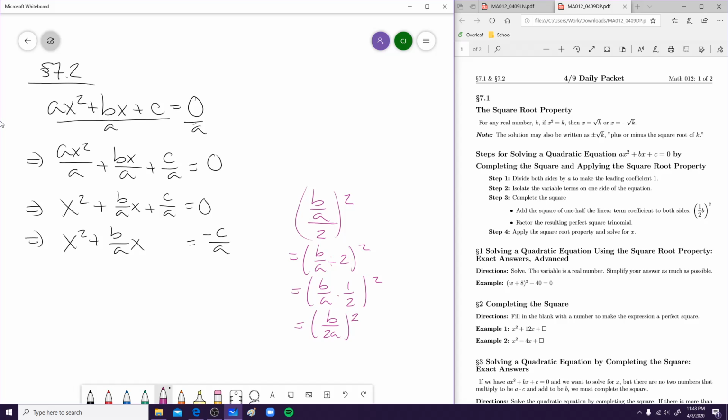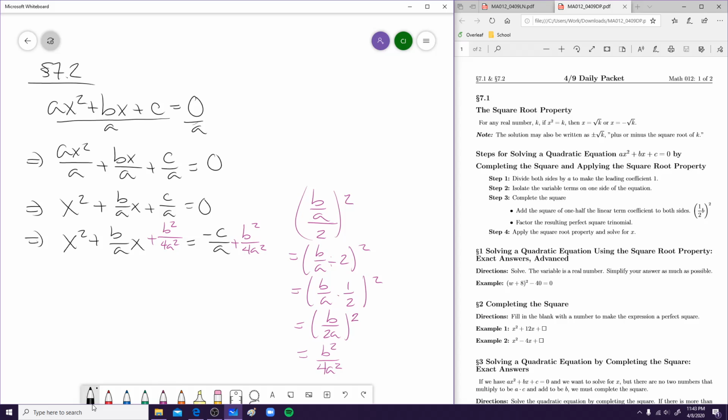So we can do b squared over 4a squared. Actually, yeah, we'll go ahead and do that. So b over 2a times b over 2a, we get b squared over 4a squared. What am I going to do with this? I'm going to add it to both sides. So this is plus b squared over 4a squared, plus b squared over 4a squared.